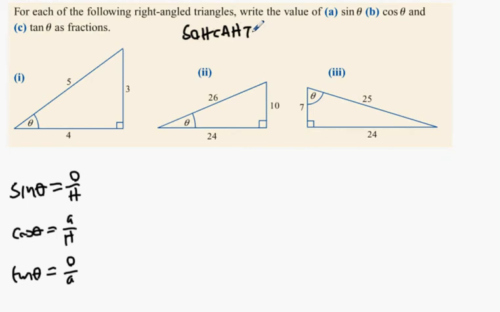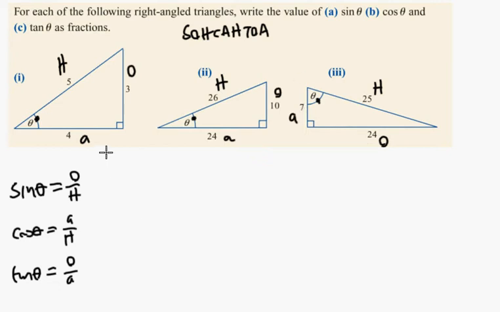In each triangle, write down what is the hypotenuse, opposite and adjacent. Hypotenuse is always the longest side. The opposite is what the angle looks at. So opposite, opposite, opposite. And finally what's left over? The adjacent, okay?